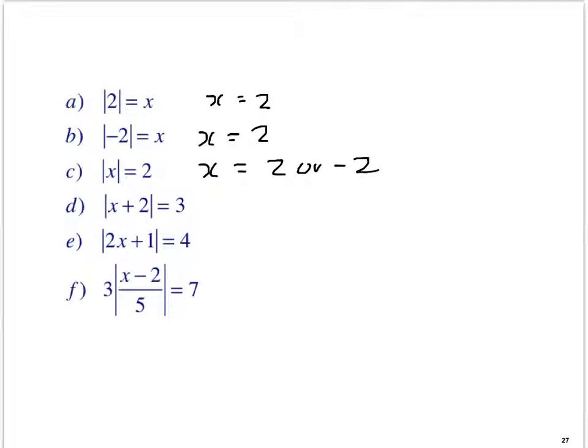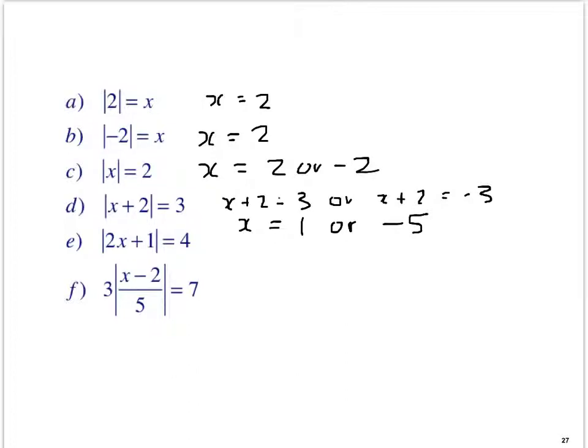D, the modulus of x plus 2 is equal to 3. Using the definition, that means x plus 2 is equal to 3 or x plus 2 is equal to -3, in which case we get x equals 1 or -5. So we get two solutions for D.